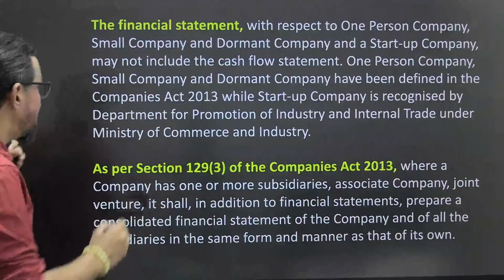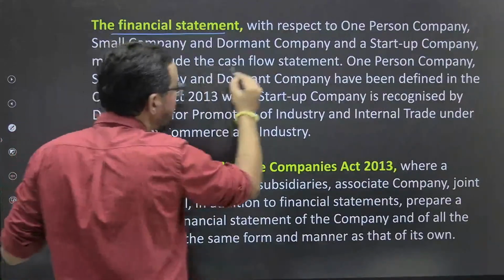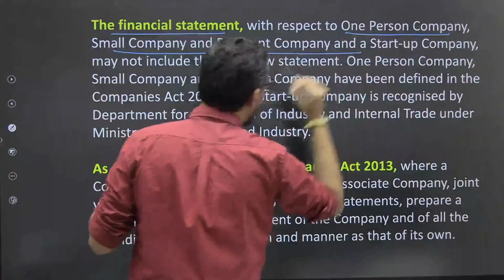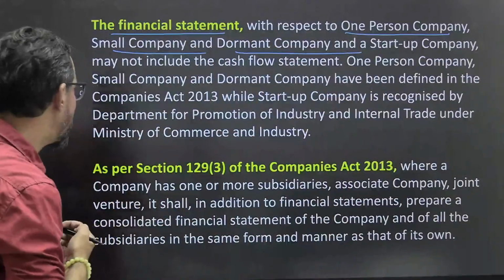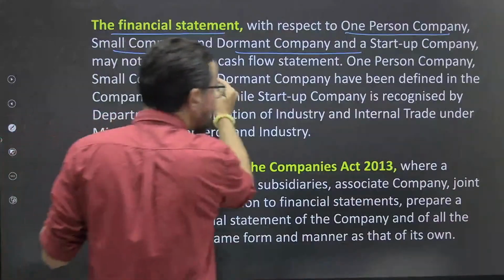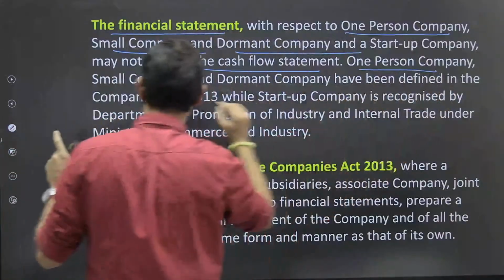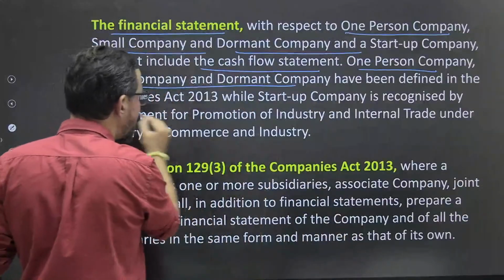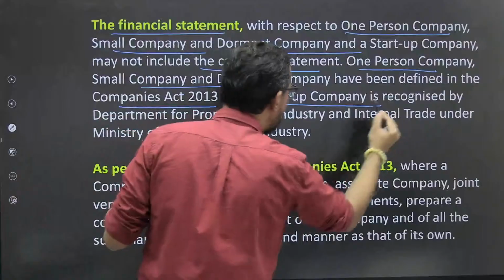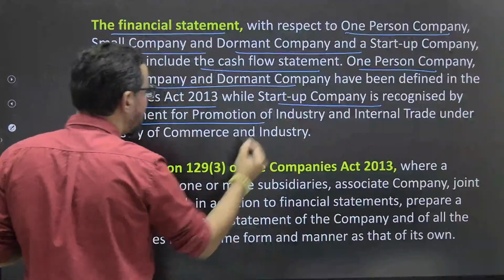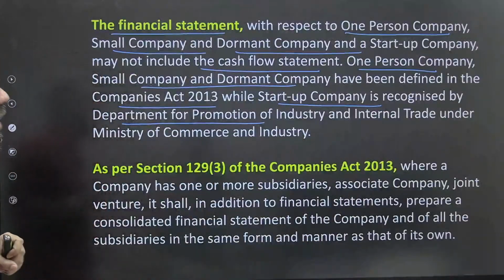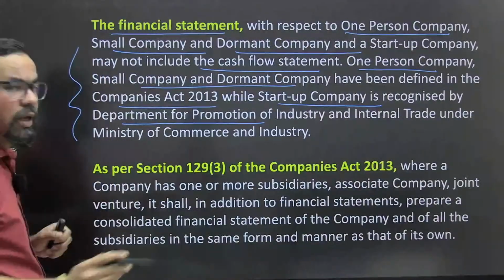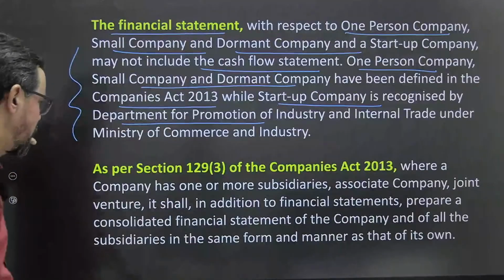So financial statements, with respect to a one person company, small company, dormant company and a startup company, may not include the cash flow statement. One person company, small and dormant company have been defined in the Companies Act 2013, while startup companies are recognized by the Department for Promotion of Industry and Internal Trade. So they do not have to prepare the cash flow statement; the rest are applicable to them also.